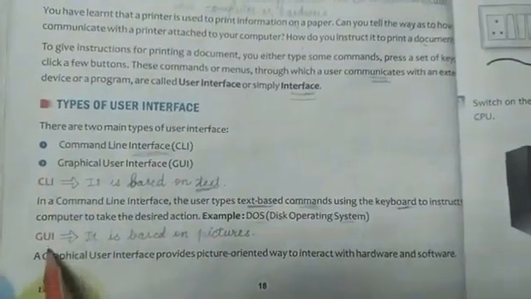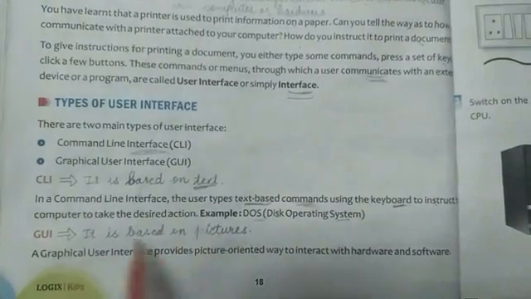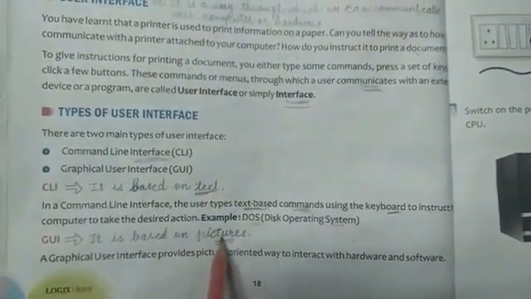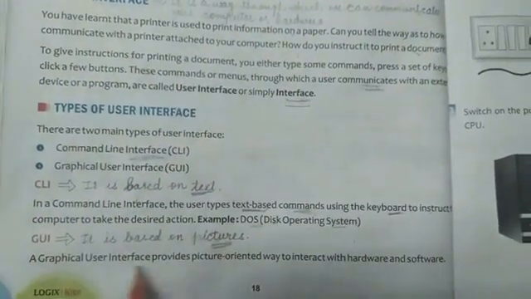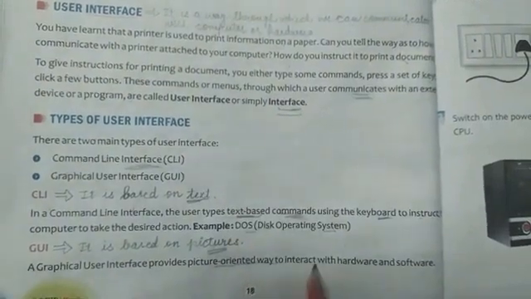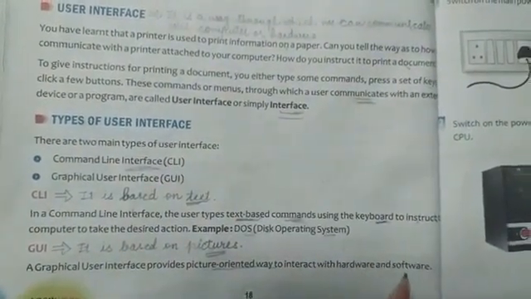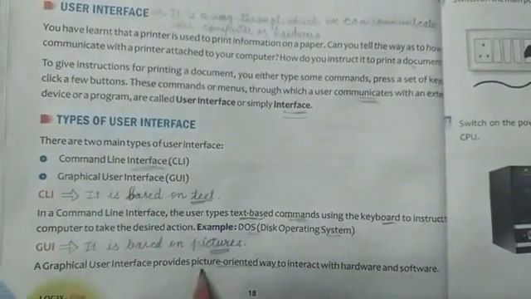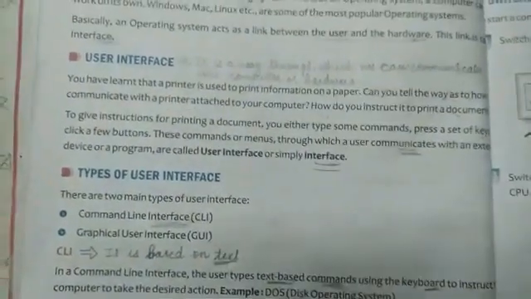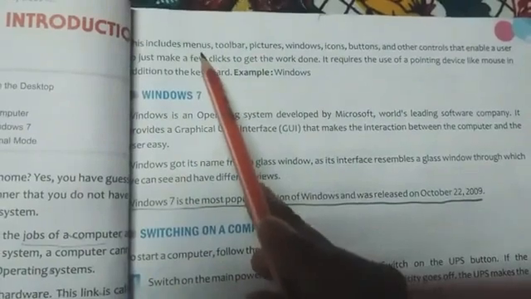Next we have GUI, which is based on pictures. Here we can give instructions with the help of pictures, or by clicking on pictures. A graphical user interface provides a picture oriented way to interact with hardware or software. If we want to interact with hardware and software, we can give instructions by clicking on the picture.